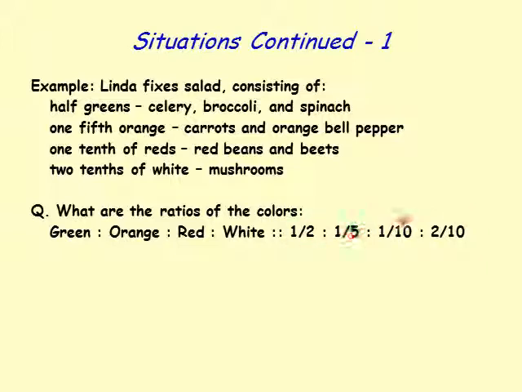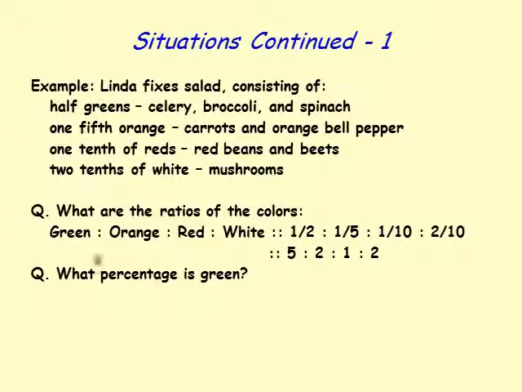remove the denominators by multiplying each of these ratio portions by 10. Let's continue. So multiply half by 10, I got 5. Multiply 1/5 by 10 is 2. 1/10 by 10 is 1. And 2/10 by 10 is 2. So green, orange, red, and white are in the ratio of 5 to 2 to 1 to 2.